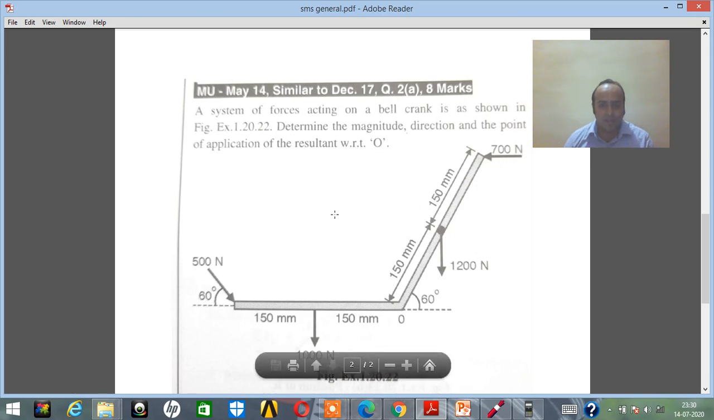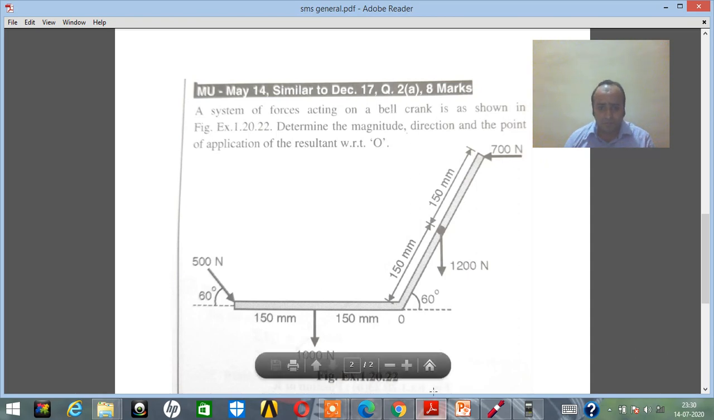Now friends, why is this a general force system? First of all, as you can see, there are total 4 forces acting in the system: 500 Newton, 1000 Newton, 1200 Newton, 700 Newton. Neither are they acting at a common point, that is the same point, so it's not a concurrent force system, nor are all of them parallel to each other, that is why it's not a parallel force system. Hence, it is a general force system.